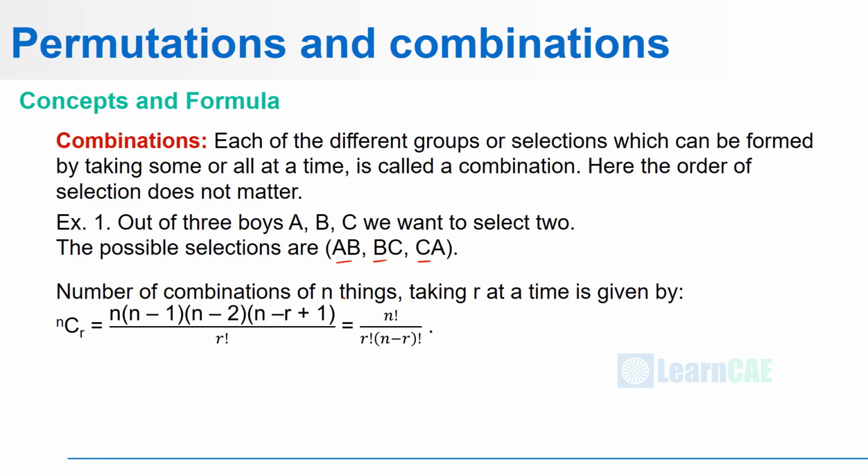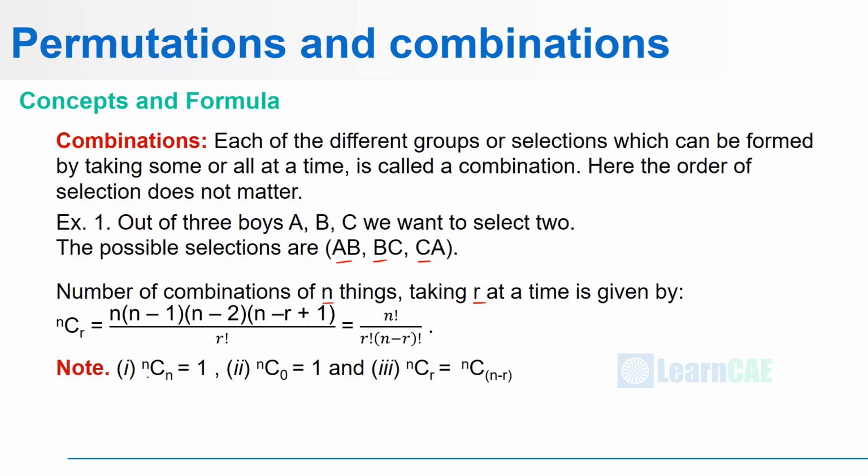The number of combinations of n things taking r at a time is given by nCr, which is equal to n into n minus 1 into n minus 2, and it goes on till n minus r plus 1, divided by r factorial, which is written as n factorial divided by r factorial into n minus r factorial.